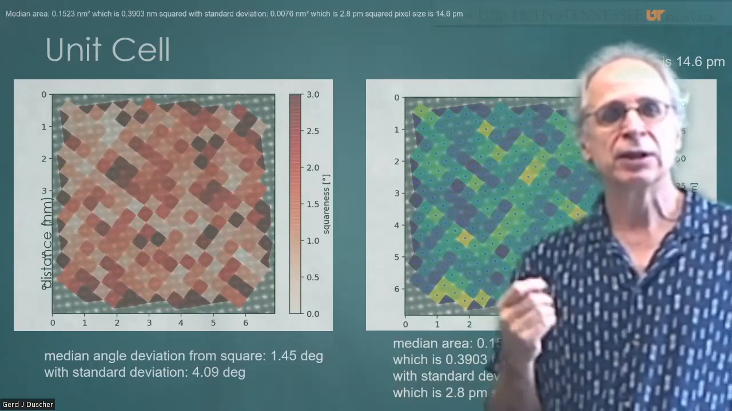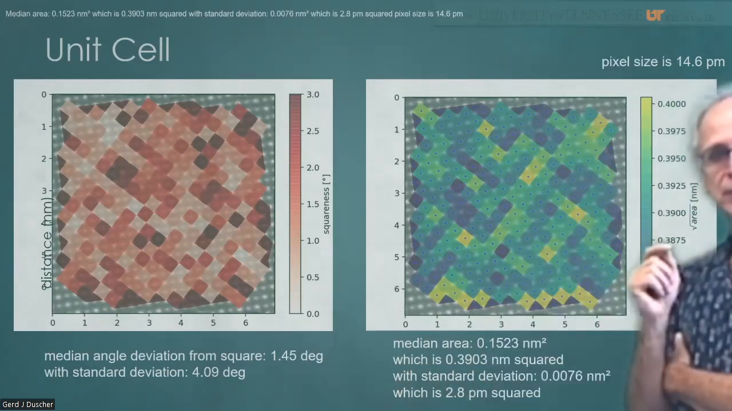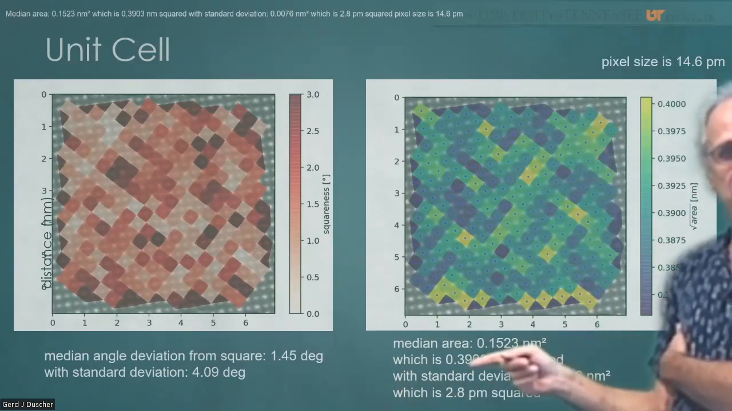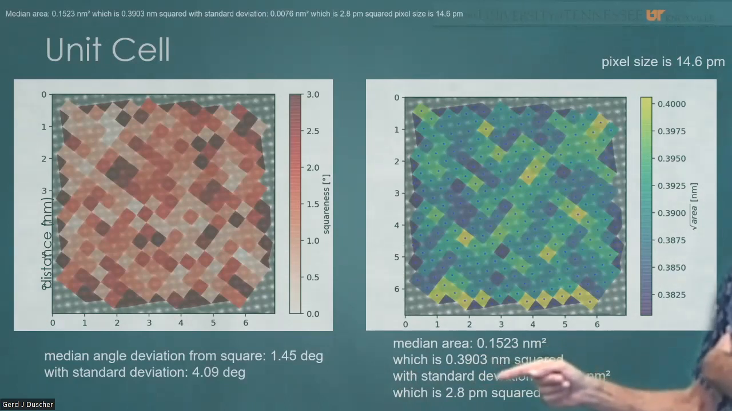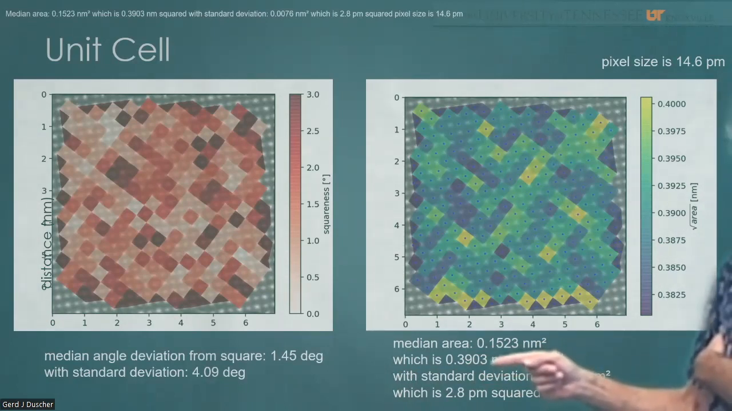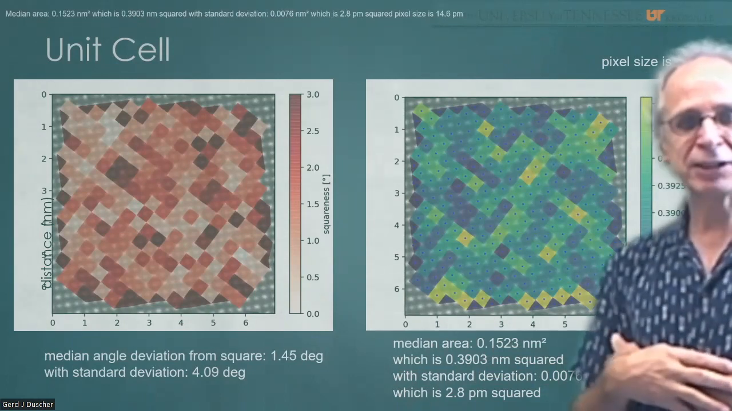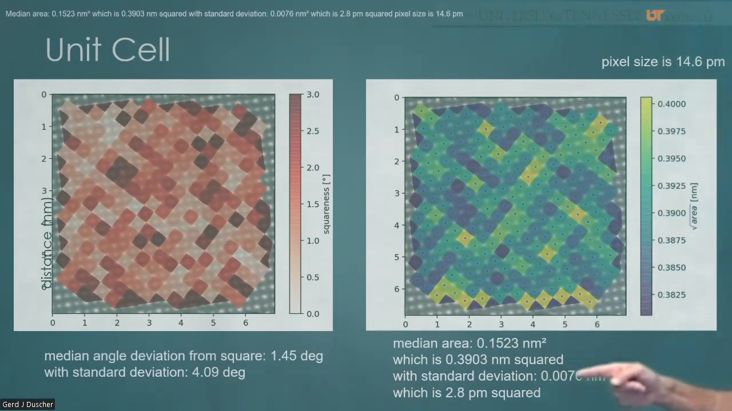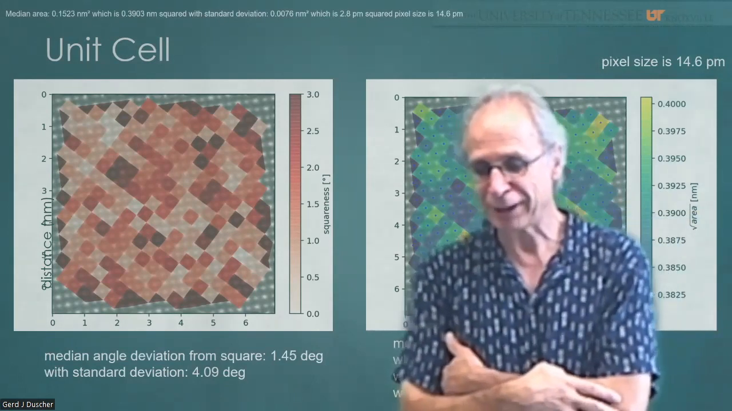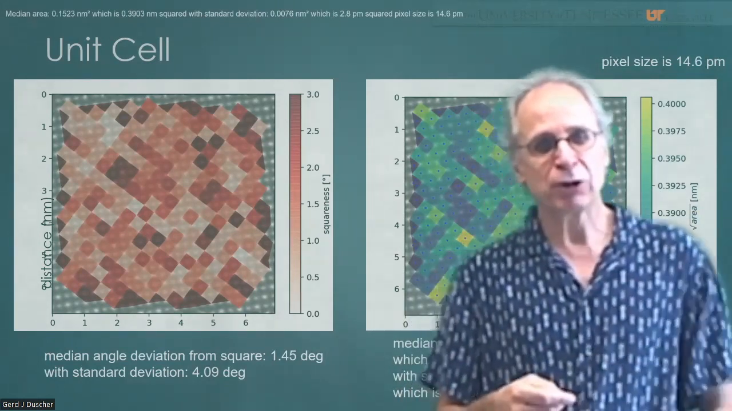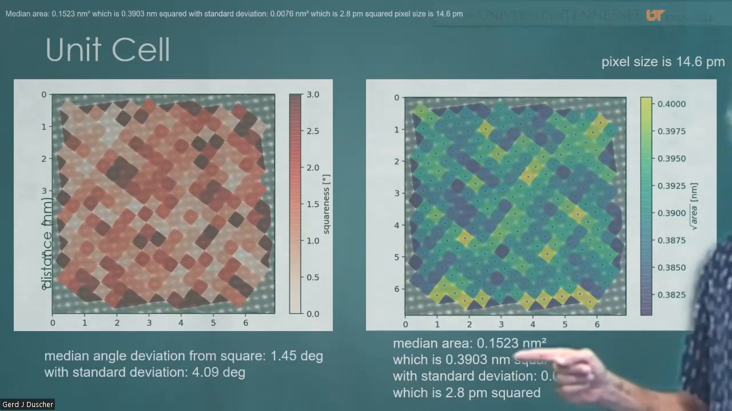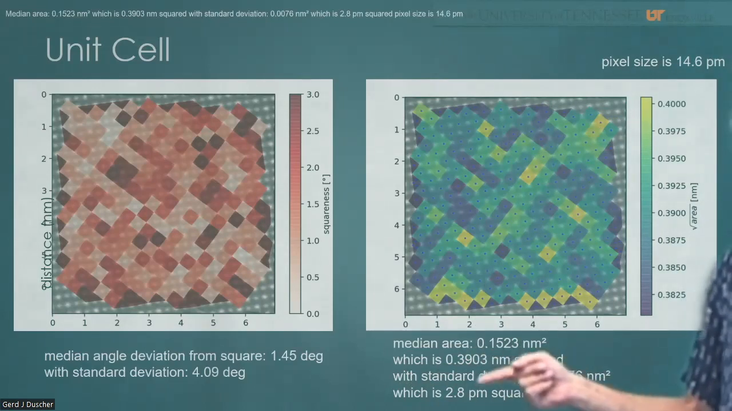And now we are really asking for our error bar, right? So the median area is 0.3904 instead of 0.3903, with a standard deviation of a few picometers, so that is 2 picometers. So suddenly we are certainly in the sub-angstrom accuracy.